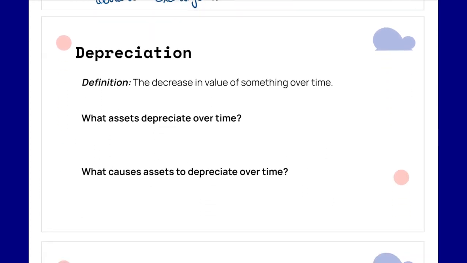Depreciation is the opposite, right? It's the decrease in value of something over time. So something decreases in value. And what assets depreciate over time? So what are some things that depreciate over time? What are some things that lose value?